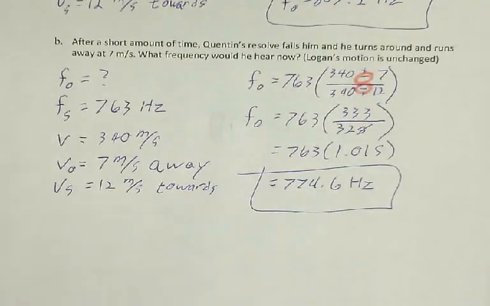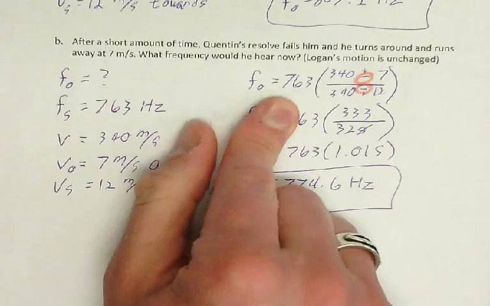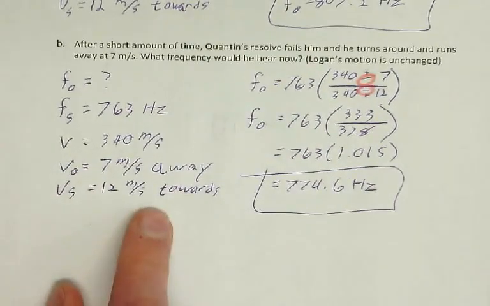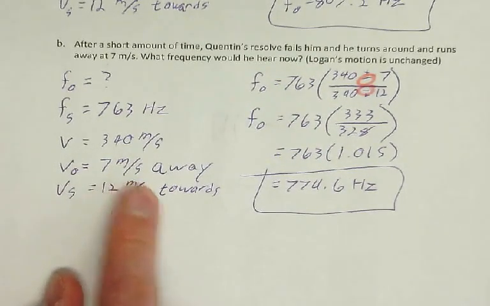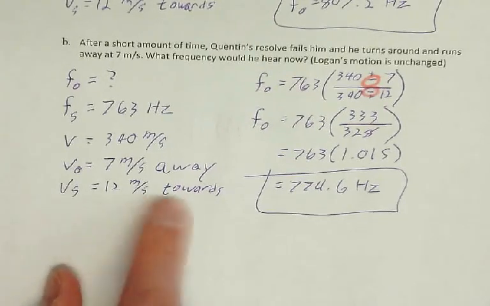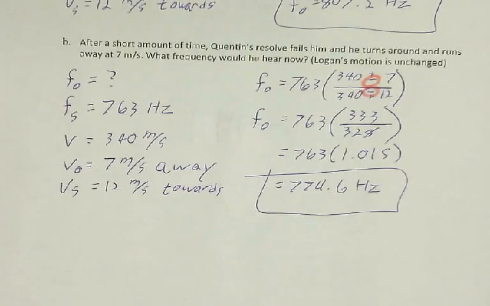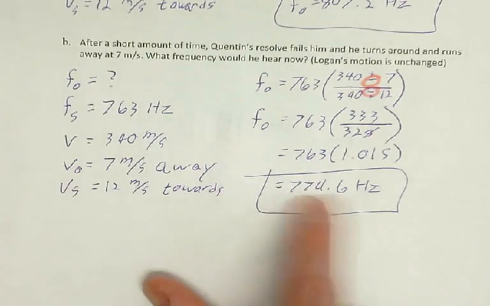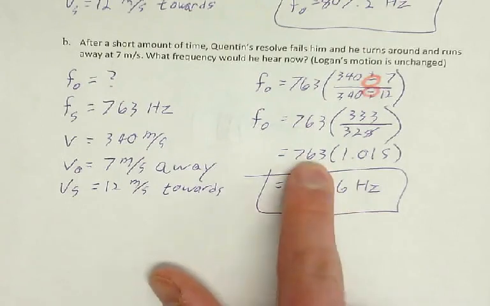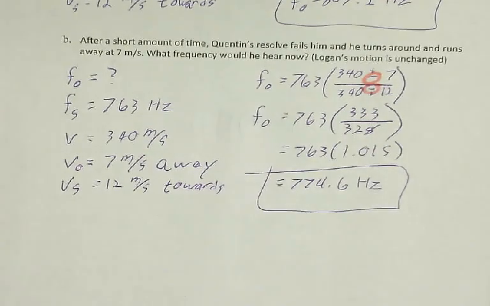So let's see if this number makes sense. 763 is what's actually being produced. Logan is running towards, but Quentin is running away. So this makes the frequency go up, but this makes the frequency go down. Notice that overall I'm getting closer, so the frequency should be higher, but not very much higher. And that's correct. 774.6 is higher, but it's not very much higher than 763.